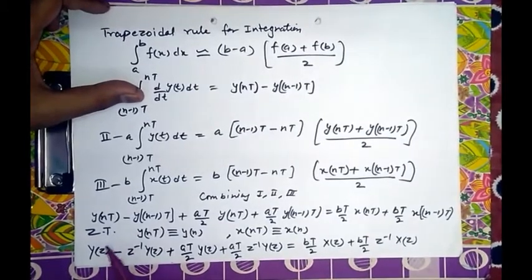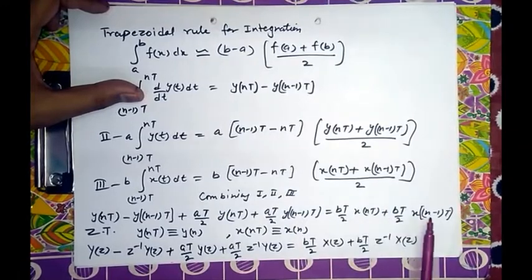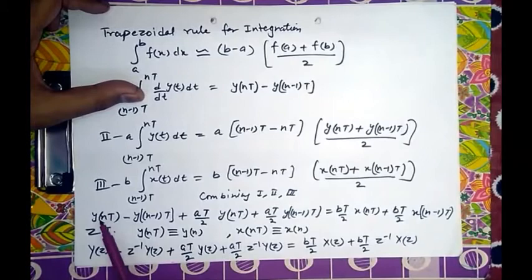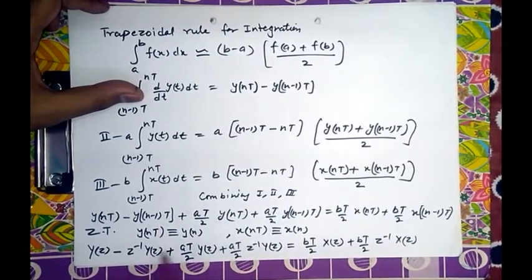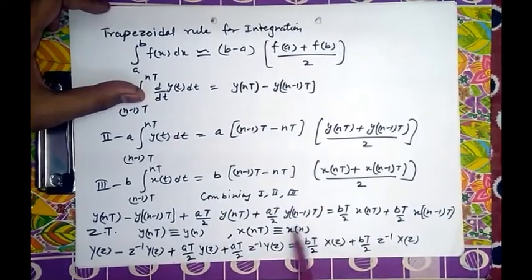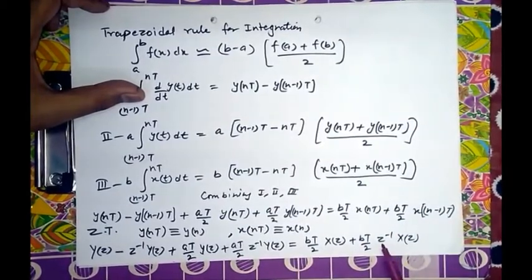Okay, so just taking the t out in the representation, it becomes y(n), y(n-1), x(n), x(n-1). Applying the z transform, y(n) becomes Y(z), y(n-1) becomes z inverse Y(z), this is constant. x(n) becomes X(z), and x(n-1) becomes z inverse X(z).